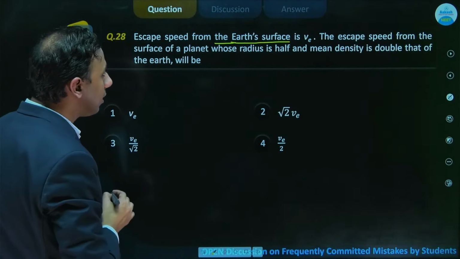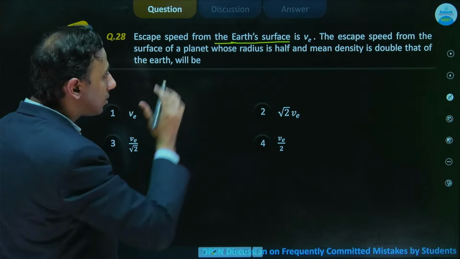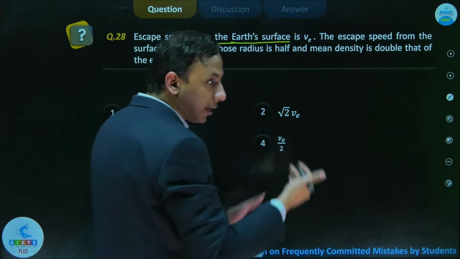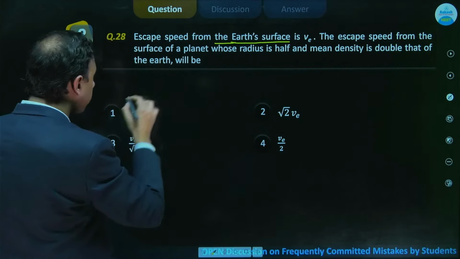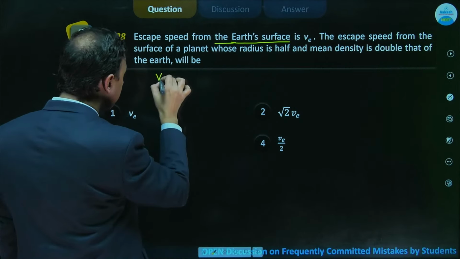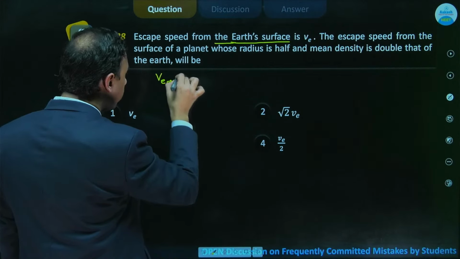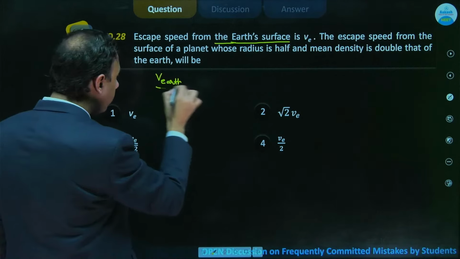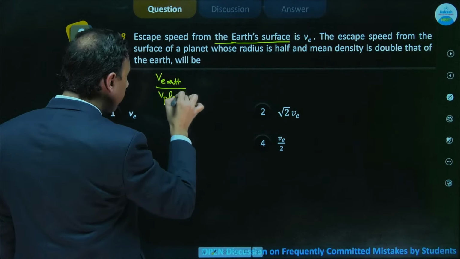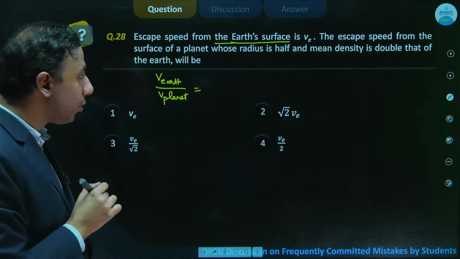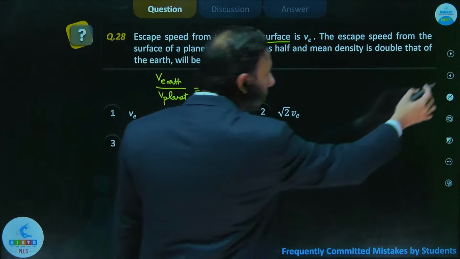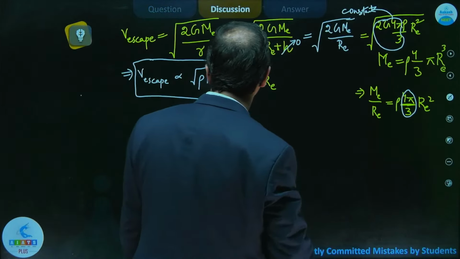So if you see over here and come back to the question for Earth and for that planet, so let's take the ratio of their escape speeds. Okay, so let me write it down over here. So escape speed for Earth, I am writing it as V Earth. So V Earth by V planet is equal to under root rho into Re square, isn't it?